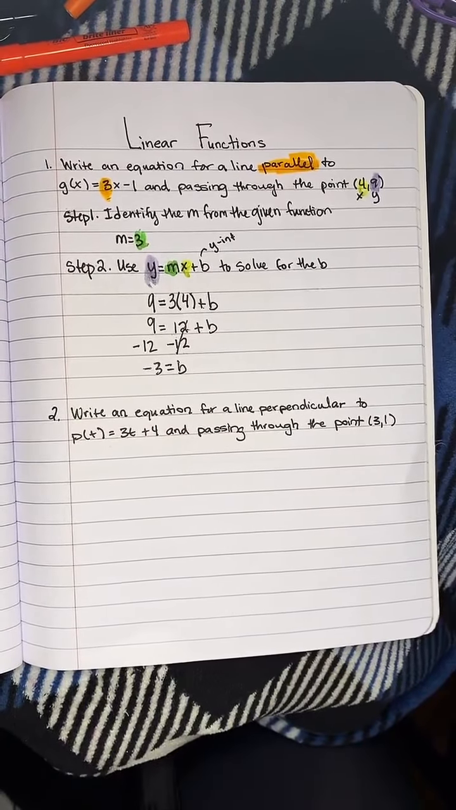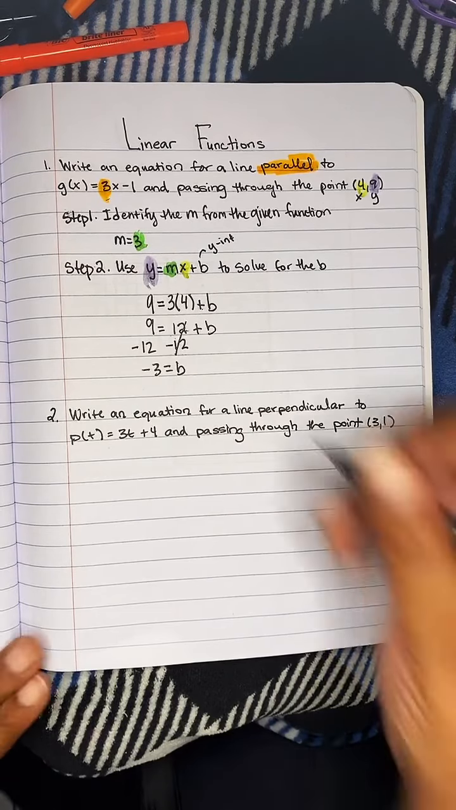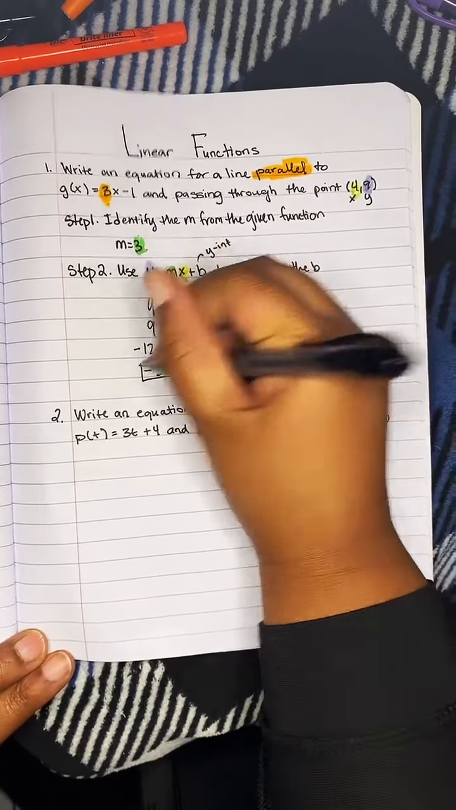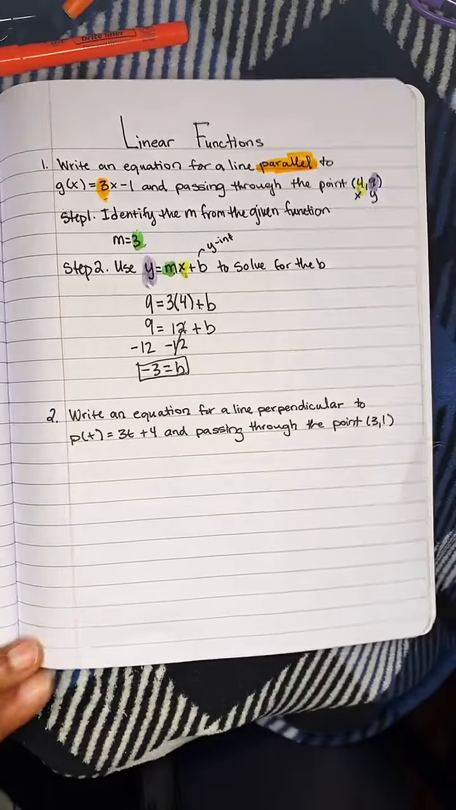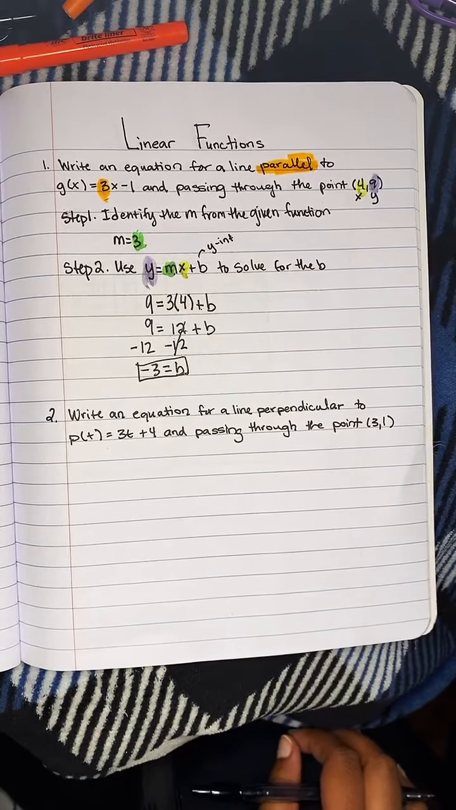Perfect. Now we're so close to being done. It's like, whew, we're almost there, right? We have our b and we have our m. Now we just got to write our equation. How do we write the equation? Can anybody tell me?